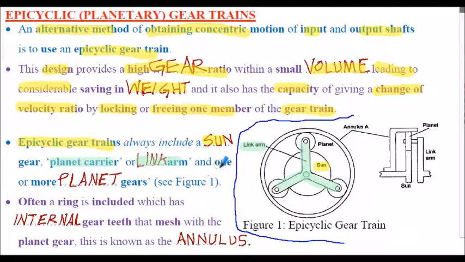And they have one or more planet gears. Okay, and the planet gears are these things up here. So there's one there, two there, three there. Okay, so in three they can have more than that. Often a ring is included, which has internal gear teeth, and that meshes with the planet gear teeth, and that's known as the annulus. So this is the annulus here.